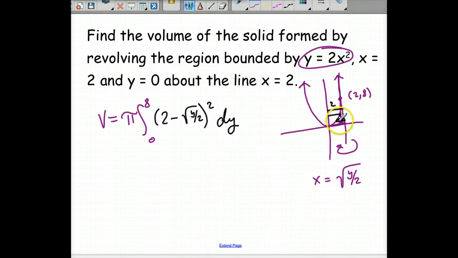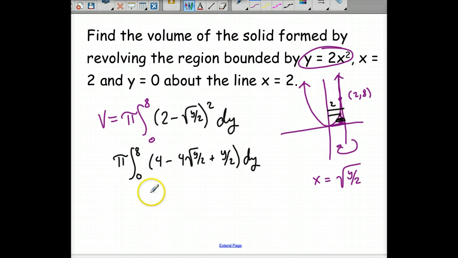Right minus left gives you the distance from here to here. The right side minus the left side gives you the rectangle that you're revolving, and we square them together because our region is completely laying on the axis that we're revolving around, so we don't want to create a hole. All right, so then when you square that, you'll get 4 minus 4 times the square root of y over 2 plus y over 2. Square root of y over 2 squared is y over 2. So that's going to be, throw it in the calculator, 16 pi over 3.